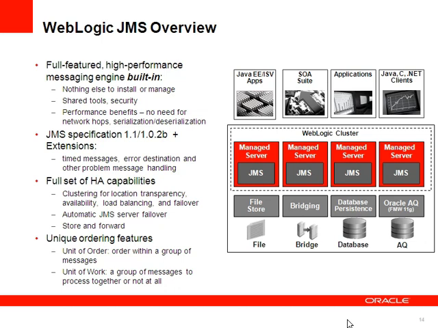Specifically, server affinity: if you're connected to a given server and you're going to send a message, and you've got a consumer set up ready to receive that message, why bounce it around the cluster? So besides HA, we also have some unique ordering capabilities built into WebLogic JMS.